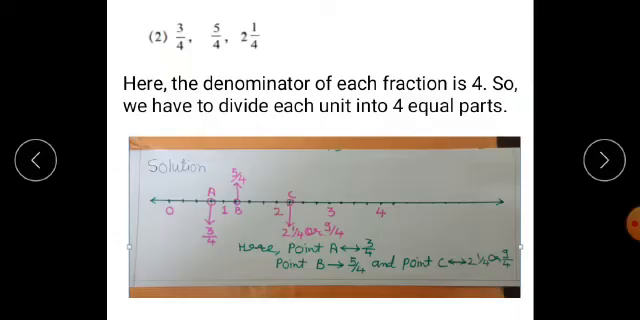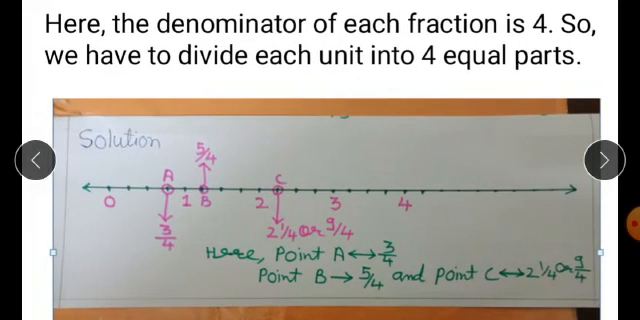Last one, we have to show these fractions: 3 upon 4, 5 upon 4 and 2 integer 1 upon 4. Here, the denominator of each fraction is 4. So, we have to divide each unit distance into 4 equal parts. Again, I have shown this. I have drawn a number line starting from 0, 1, 2, 3, 4. And I have divided each unit distance into 4 equal parts.